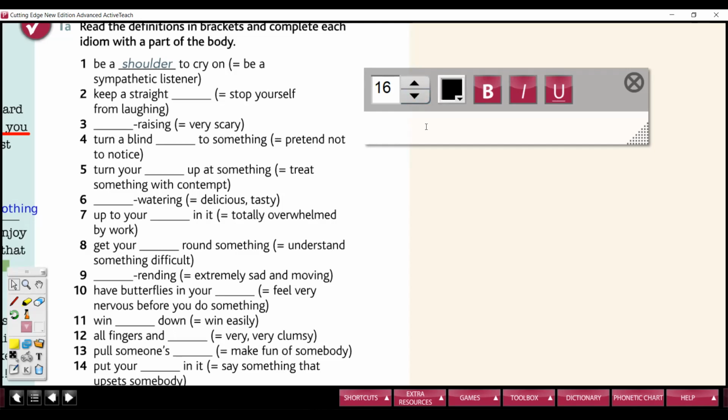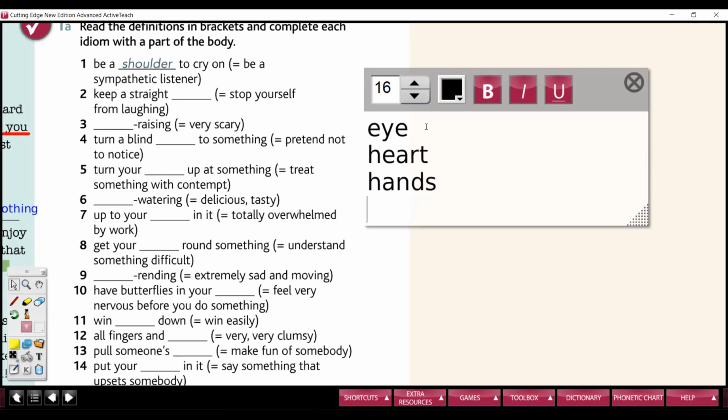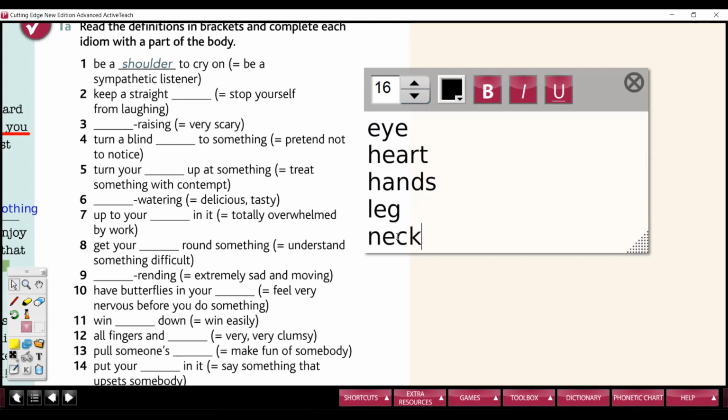Well, basically we have shoulders, eyes. We can also have the heart, our hands, of course, the leg. What else? Okay. 1, 2, 3, 4. Our neck. Yes. As the one said, foot. They use speech, but here I have foot.